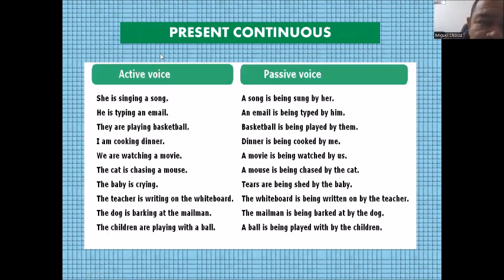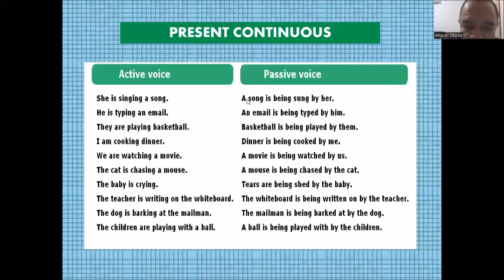Then let's see other examples with the present continuous. In the present continuous, we have subject, verb to be as auxiliary verb, the main verb with ing, and then the object or complement. In the first example, we have, she is singing a song.